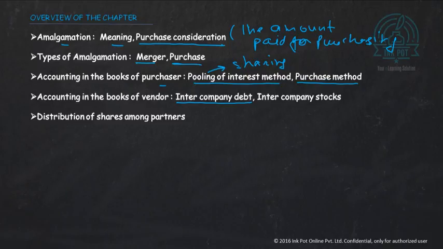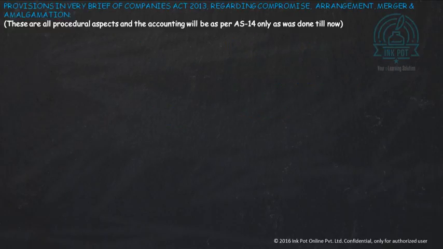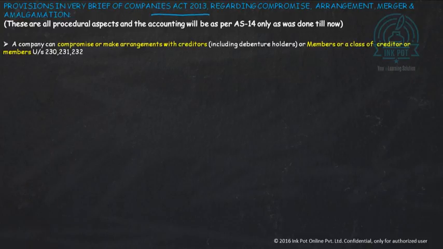Now, after that, how the shares are distributed to the partners. Who are the partners? Nothing but the shareholders of the vendor company. Now, what are the provisions regarding it as per Companies Act 2013? Number one, a company can compromise or make arrangements with its creditors, debenture holders or members or a class of creditors under sections 230, 231, 232. These are the three sections under which amalgamation is discussed.